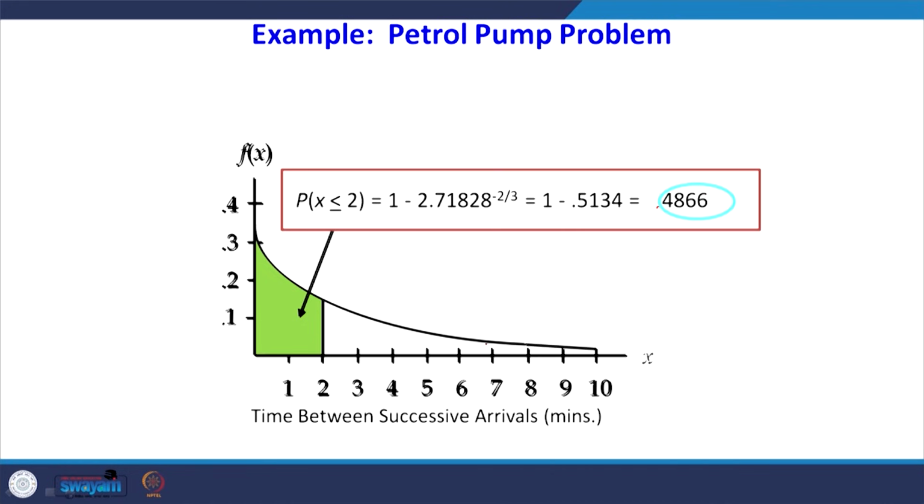Suppose you want to find the probability that the time between two successive arrivals of vehicles is less than 7 minutes. The probability will increase. When x increases, there are more chances that the time between two successive arrivals is within that much. So, this is a way to interpret the exponential distribution.